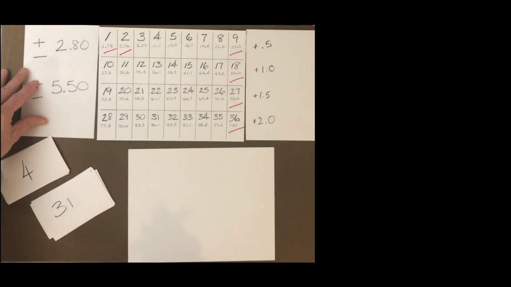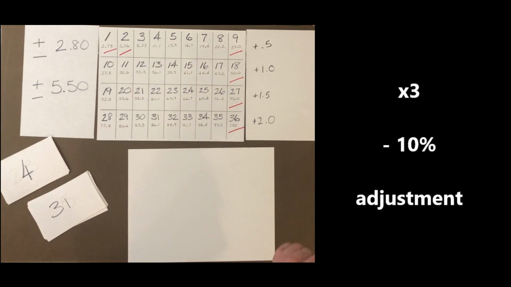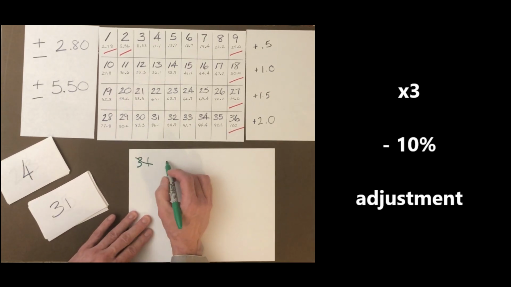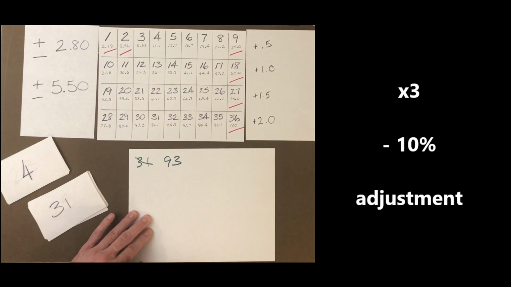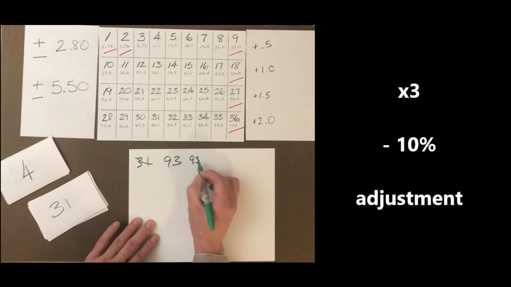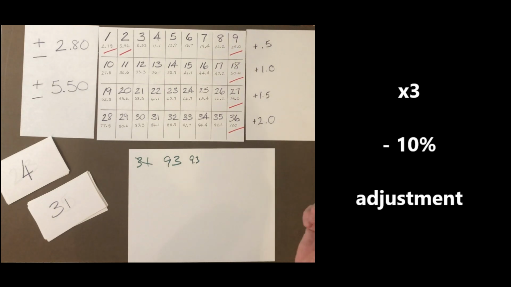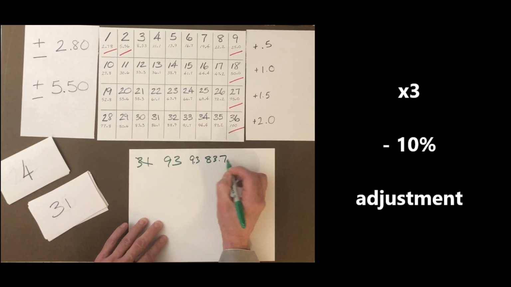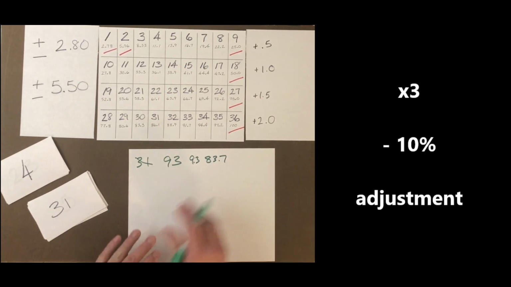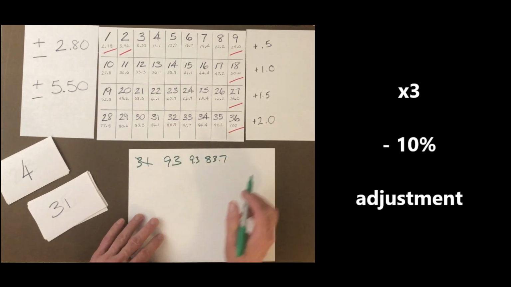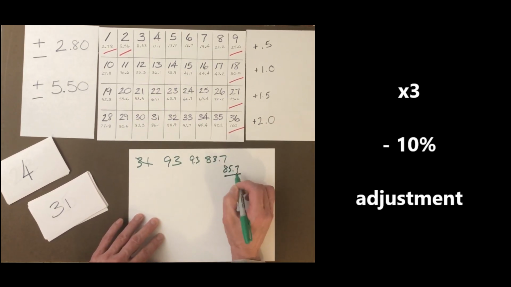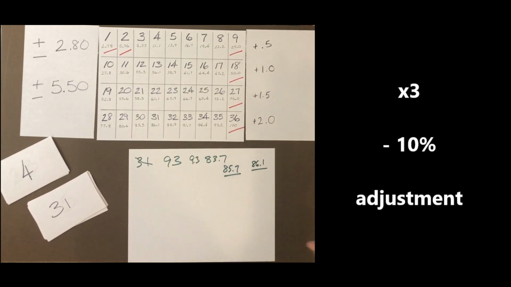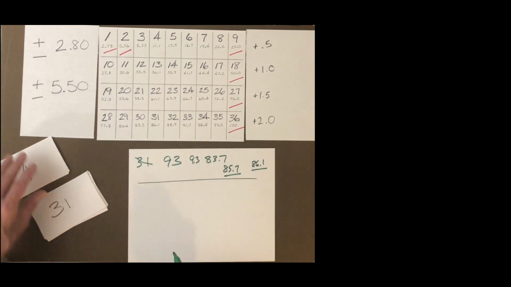Next one is 31. That's not near 36, not near 27. 31 times 3 is 93. We're going to subtract our 10%, so that gives us, what does that give us? 3, 6, 84, 83.7, is that right? Yeah, that's right, 83.7, and on the bottom line we're going to add 2%, that gives us 85.7 for 31, and it's 86.1, within 0.4 of a percentage on that one.